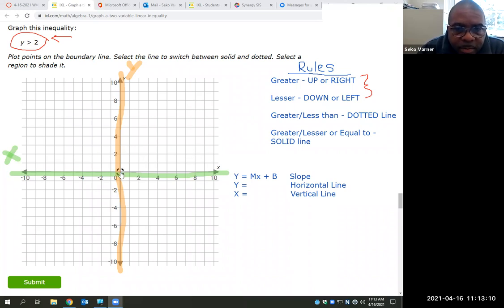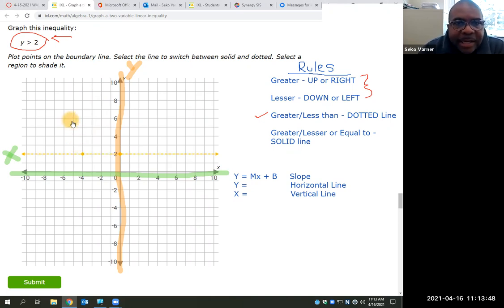We start at our point of origin, and it says y is greater than 2. We're going to go to 2, put our first dot. You see that? Then we move to the side, put another dot, because we're making a horizontal line. Now, this line is solid. But what type of inequality is it? It's greater than, and greater than or less than has a dotted line. So I need to change this line from solid to dotted. Now it's dotted.